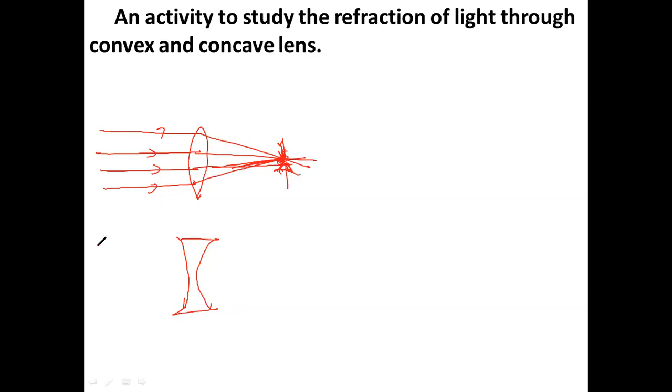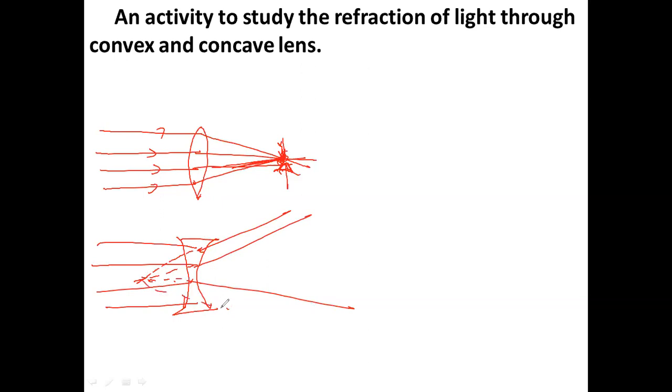These are concave. Another name for them is diverging lenses. These are converging lenses, and these are diverging. They diverge the rays. It looks like the light rays come from this focus and diverge like this. That is why we say diverging lens. Then we are going to do an activity to study the refraction of light through convex and concave lens.